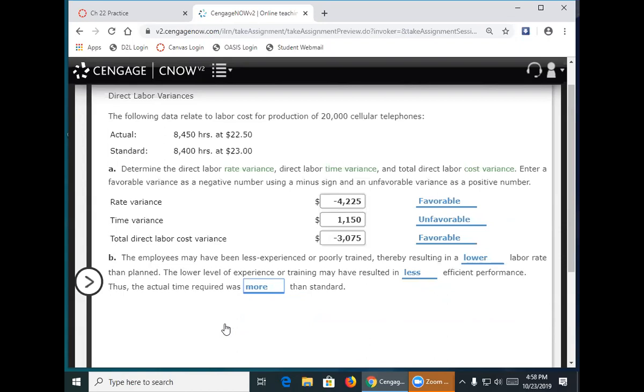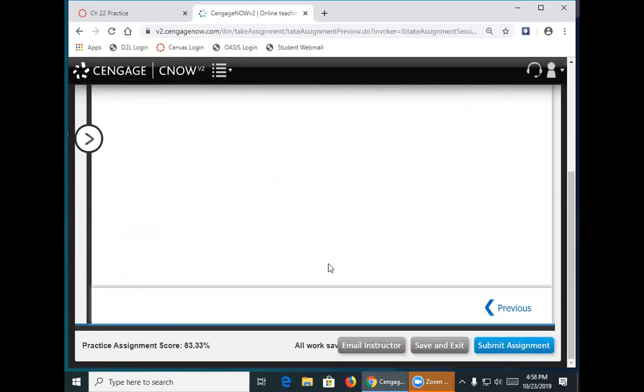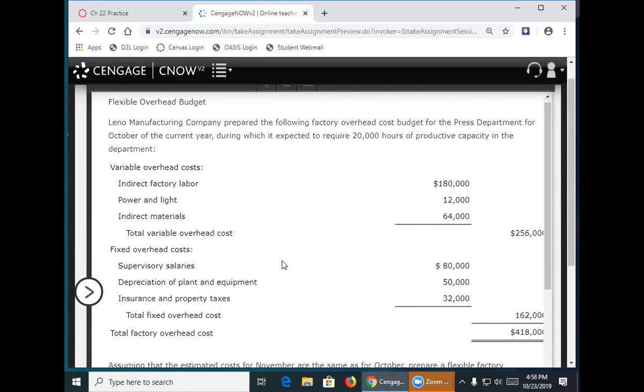Honestly, those are pretty easy, right? As long as you just follow the formulas and just remember favorable is a negative. All right, last one. Let's see.